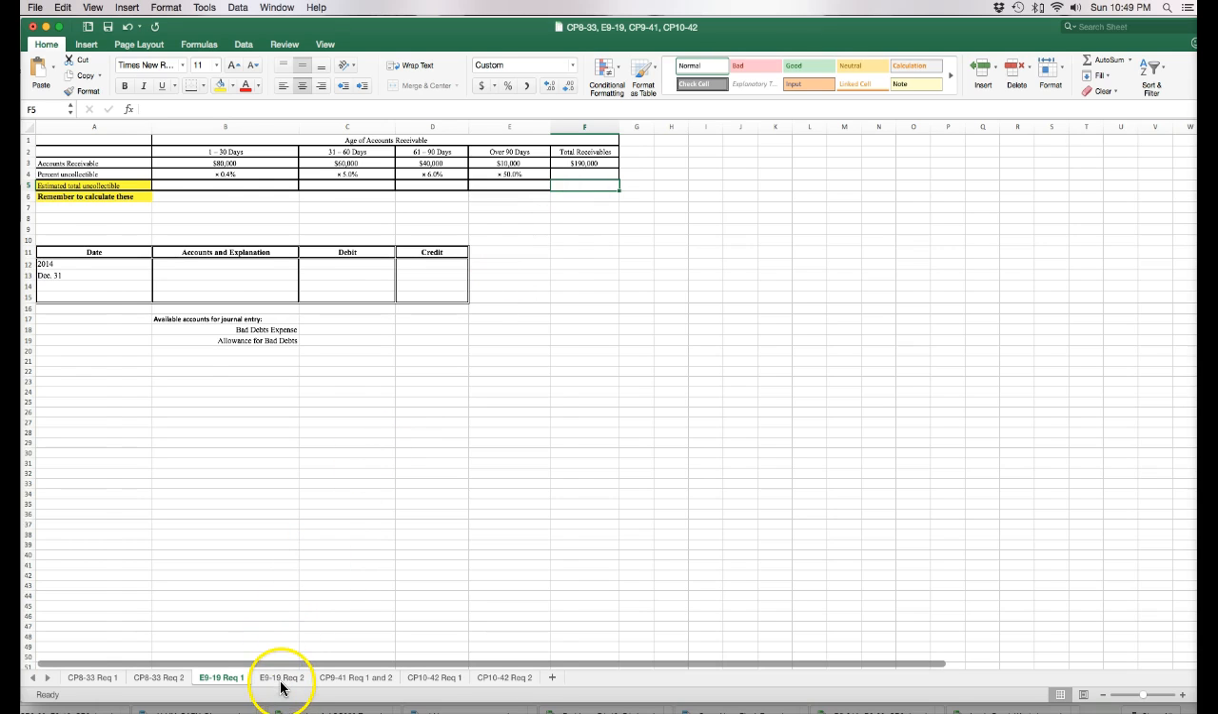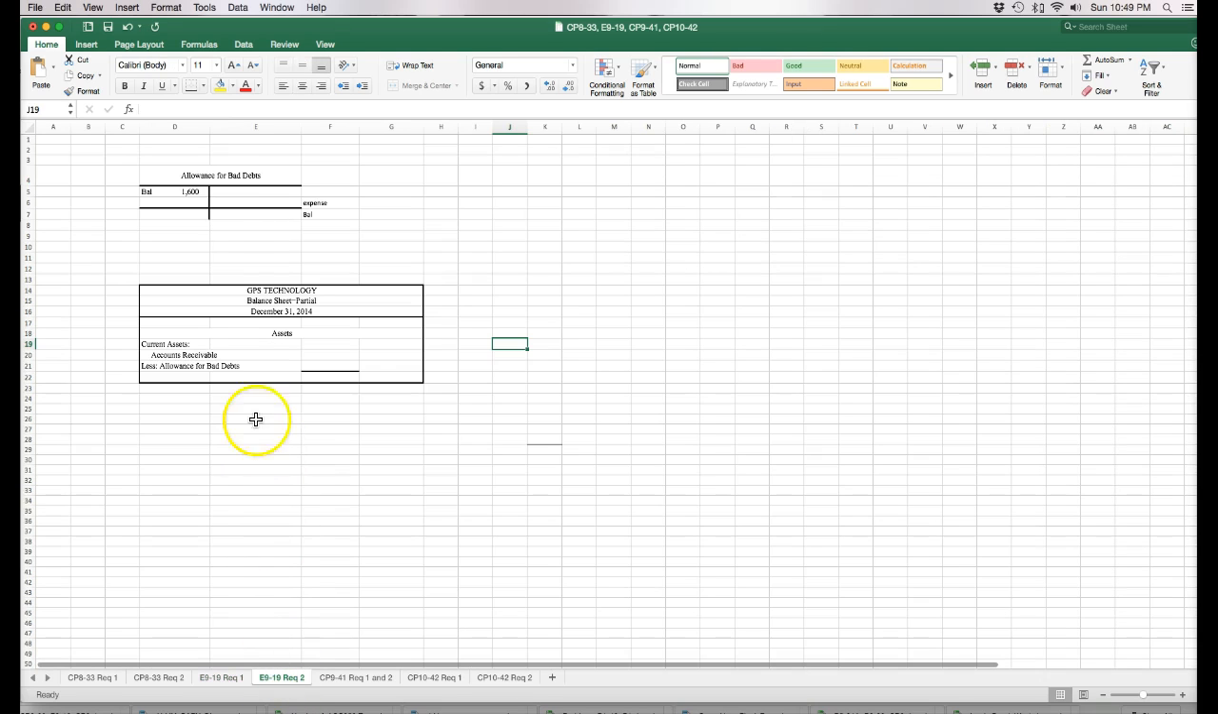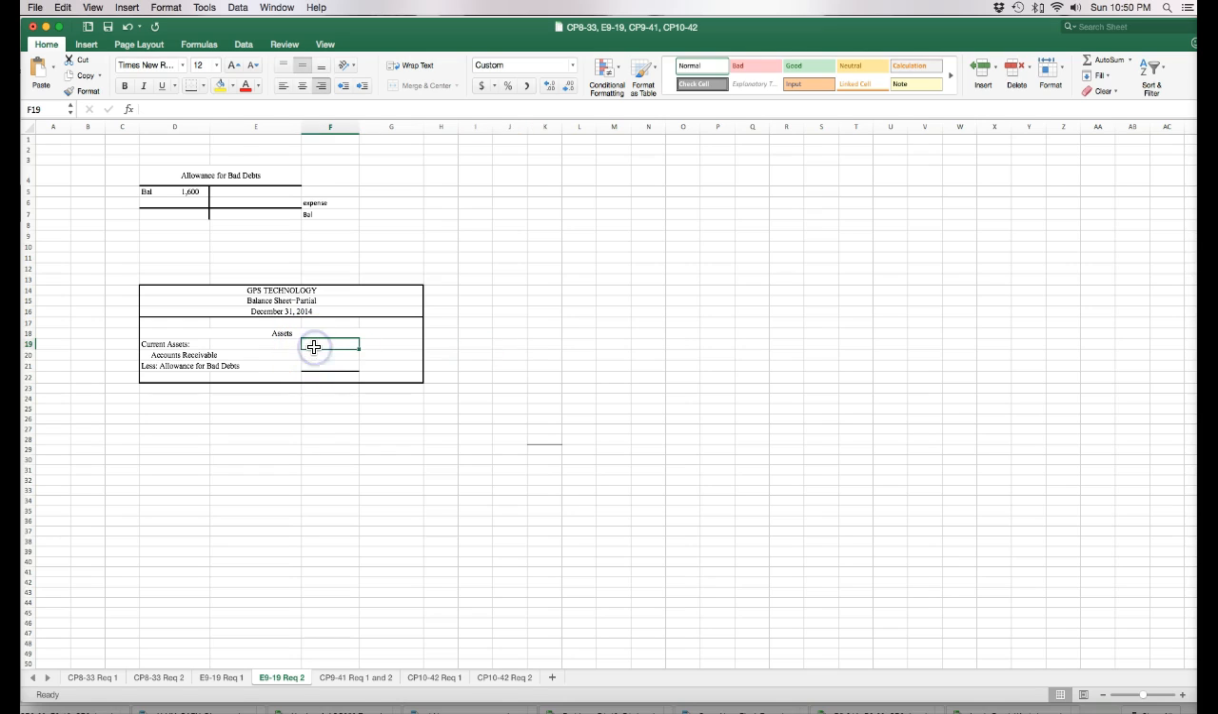And then in the next requirement 2, we're simply going to do the T account based upon that journal entry. And then here we're going to do kind of a mini portion of the balance sheet where we're going to have our accounts receivable, and we're going to subtract out the allowance for bad debts and have a new balance in our accounts receivable. So remember that what we're doing here is we're estimating the amount of the allowance that we expect to be uncollectible, bad debts.